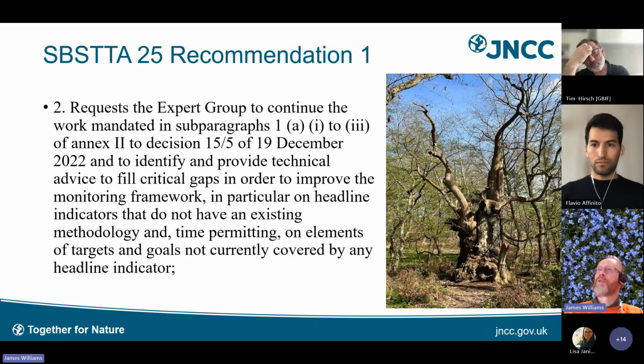So it's SBSTTA 25 recommendation 1, the second paragraph requests the expert group to continue the work in a variety of detail in there in subparagraphs A1 to 3. And the critical point here is, and time permitting, on elements of goals and targets not currently covered by the headline indicators. And that is where this gap analysis has come from in terms of trying to fulfill an extra piece of mandate that we were asked to undertake by SBSTTA 25.